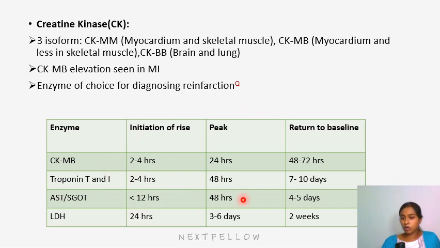And go through this table once. So CKMB will rise within 2 to 4 hours following an MI, and it returns to baseline within 72 hours. Troponin T and I will return to baseline after 1 week, that is after 7 to 10 days. And LDH remains elevated until baseline only after 2 weeks. So this is the enzyme of choice whenever you want to diagnose MI in a patient after 10 days. AST and SGOT are non-specific enzymes, and the initial rise will occur within less than 12 hours and return to baseline within 4 to 5 days.